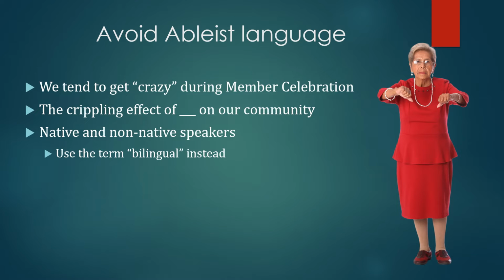Avoid ableist language. Make sure that your position description places a high importance on recruiting a diverse core and show that your organization is open to people of all backgrounds and abilities. So some examples of ableist language: we tend to get crazy during member celebration, or the crippling effect of X, Y, and Z on our community. And native versus non-native speakers, maybe use the term bilingual instead. So just because somebody maybe has some sort of a limit of something doesn't mean that they can't complete the activity necessarily that you're asking them to do.